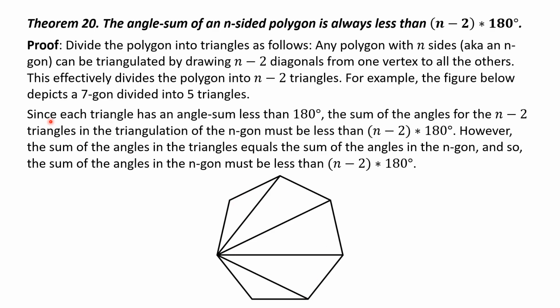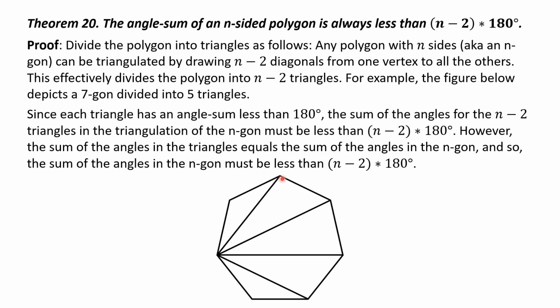And then we're almost done. Since each triangle has an angle sum of less than 180 degrees, as we mentioned before, the sum of the angles for the n minus 2 triangles in the triangulation of the n-gon must be less than n minus 2 times 180 degrees. However, the sum of the angles in the triangles equals the sum of the angles in the n-gon. And so the sum of the angles in the n-gon must be less than n minus 2 times 180 degrees. And you can see that here.